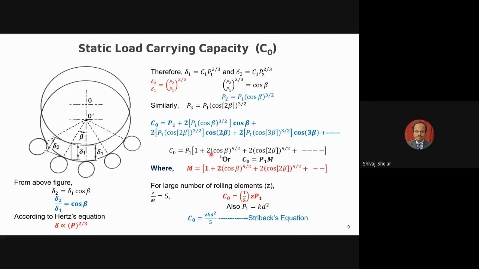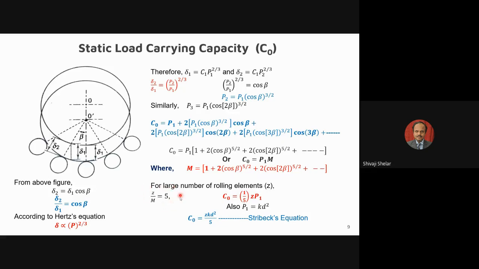So based on that, what we conclude is that this is a constant, but this constant depends upon the number of rolling elements. So I can write P naught is equal to P1M, and this constant can be written here. To evaluate the value of the constant, I can take Z equal to 1, 2, 3, 4. If we take this value very large, for a large number of rolling elements Z, suppose greater than 12 or greater than 20 rolling elements, then this Z by M ratio is fixed, that is 5.